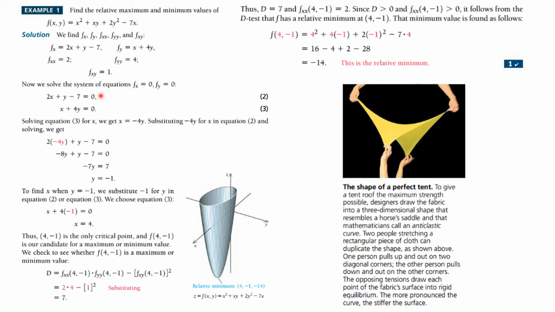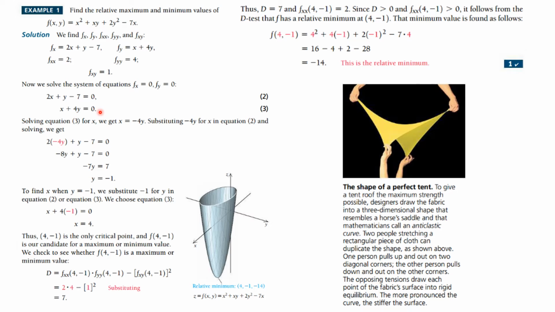So now we're going to solve the system of equations. This is to find the critical points where this one is equal to 0 and this one is equal to 0. So I'm going to take this and set it equal to 0. I'm going to take this one and set it equal to 0. Now I have two equations and two unknowns. You remember how to solve those, and you must be able to solve those.